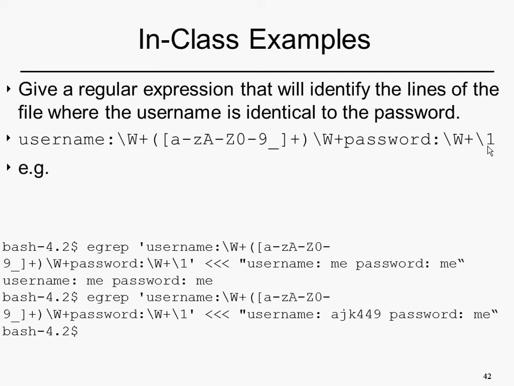So here, we're going to match cases where we have one string, so we have foo, and then we have another foo, for example, username me, password me. Username HAK449 and password HAK449, for example. Here we have a difference, and so it's actually not going to match this, but it will match that. Any questions on this expression? There's a lot going on.